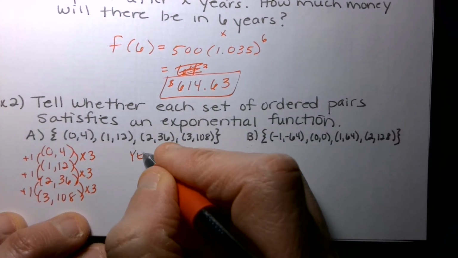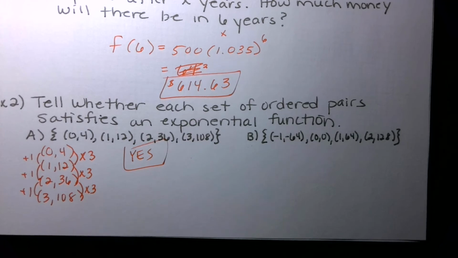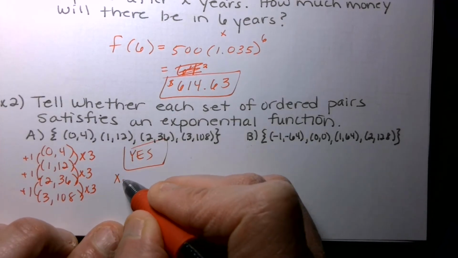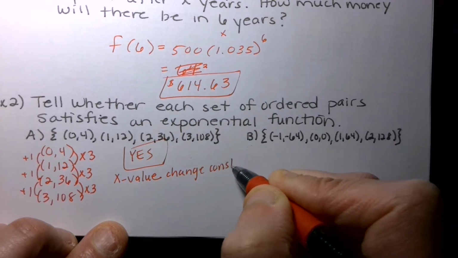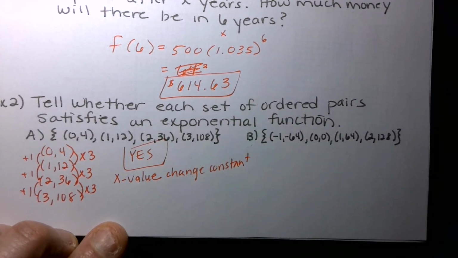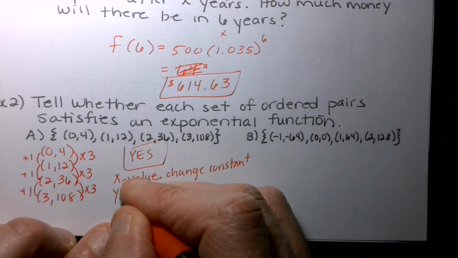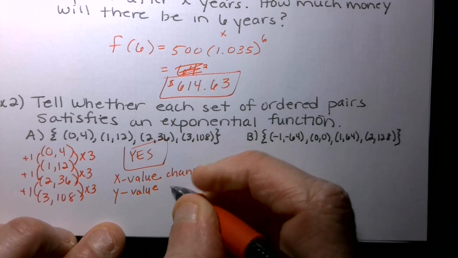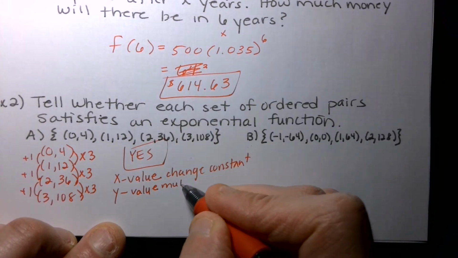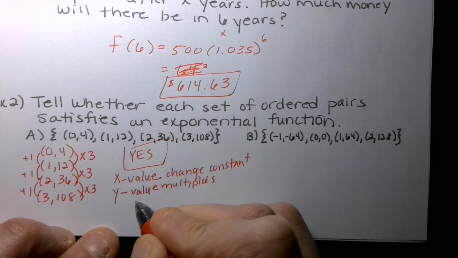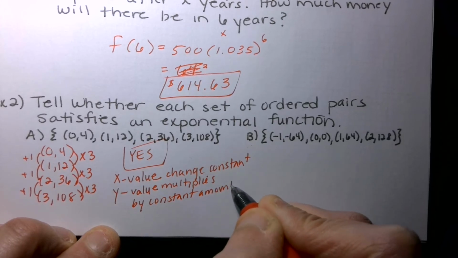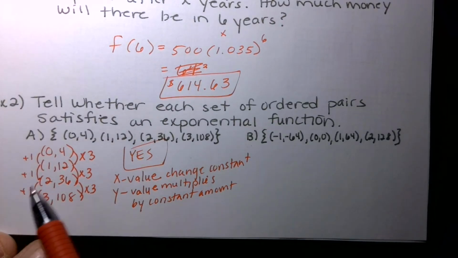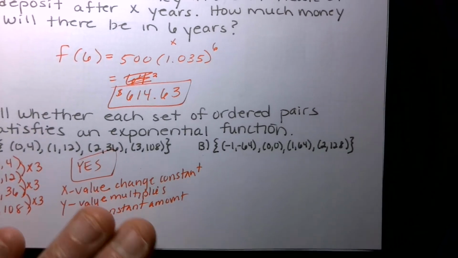So my answer to this is yes. It does, these ordered pairs do satisfy an exponential function. And so the x value change is constant, because it says to tell y. Actually, it doesn't say, but I'm going to tell you why anyway. And the y value multiplies by a constant amount. So I hope you're seeing the difference between what we did in the past and now. Here it was a difference, adding. Here it's multiplying. Okay, let's check these out.